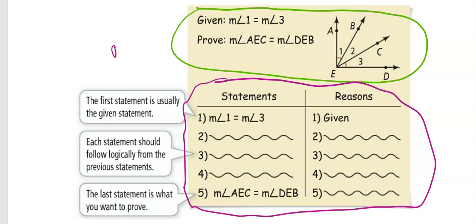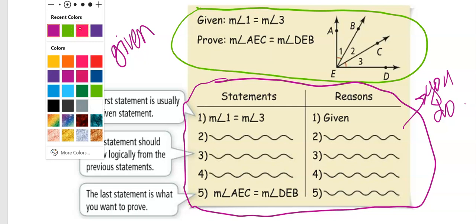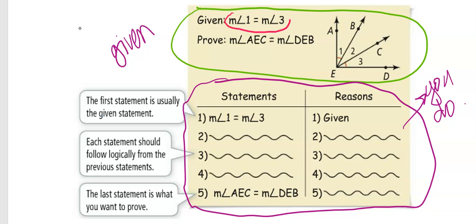Okay, so this part is given in the book. This is the part you would do. Now, let me just point out the areas that are easy to do. The given part, this part right here, is your very first step. If you know what the given is, your very first statement is exactly the same.